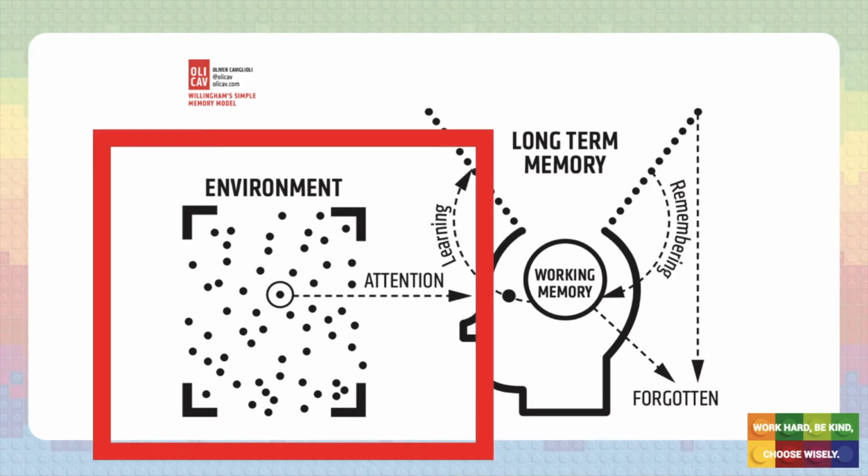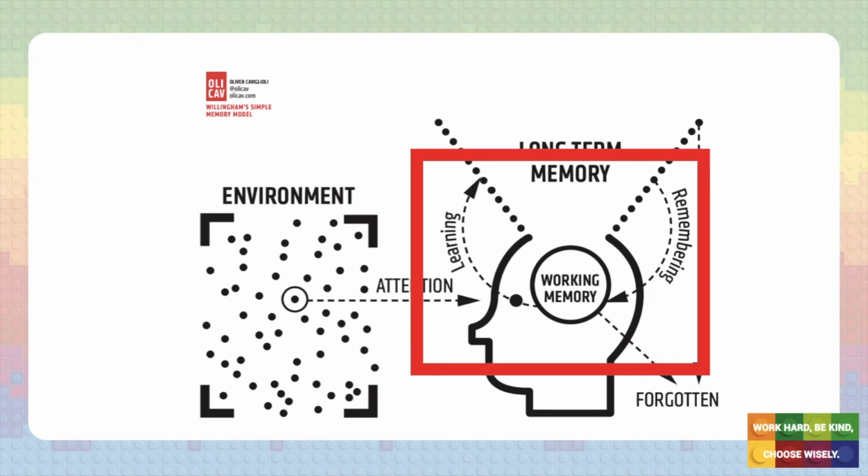So our first part is the environment, and really what we're concentrating on here is our attention. We can only attend to a small amount of things at one time. So we need to make sure that we direct our attention to the things that we want to learn. So with that in mind, we need to consider the environment in which we're learning in, which we'll talk about briefly in a moment. The second part is our working memory.